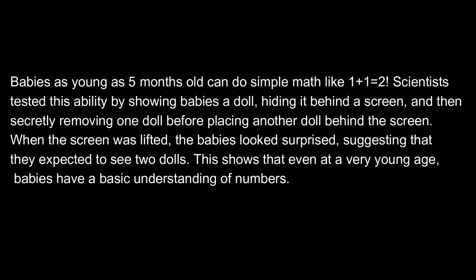Babies as young as 5 months old can do simple math like 1 plus 1 equals 2. Scientists tested this ability by showing babies a doll, hiding it behind a screen, and then secretly removing 1 doll before placing another doll behind the screen. When the screen was lifted, the babies looked surprised, suggesting that they expected to see 2 dolls. This shows that even at a very young age, babies have a basic understanding of numbers.